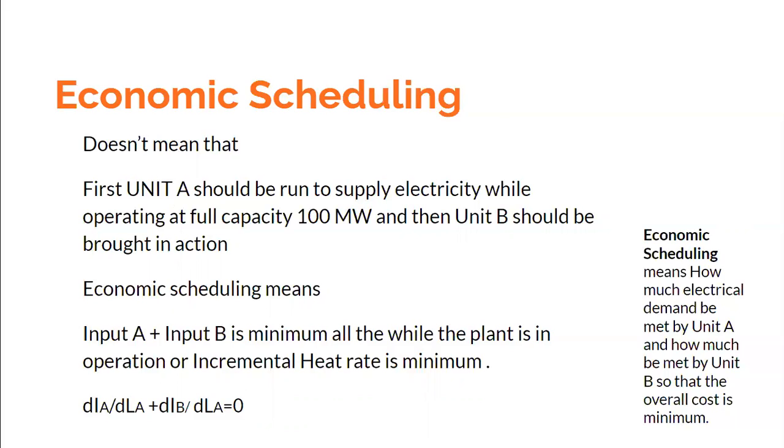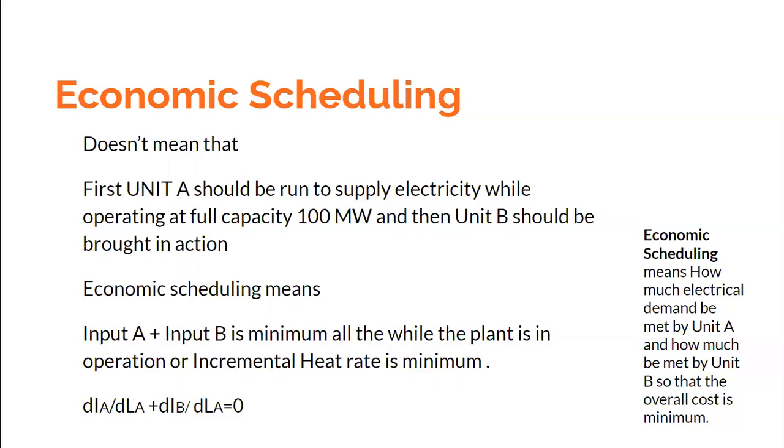We'll be taking an example now. Let us say that there are two units, unit A and unit B. Unit A has an input IA and unit B has an input IB. We would be using the notation I for denoting the fuel input, and the notation L to denote the power output or the load being handled by that particular unit. So the condition for economic scheduling would be stated as the input cost, that is input A plus input B, is to be a minimum all the while the plant is in operation, or in other words, the incremental heat rate has to be kept at a minimum.